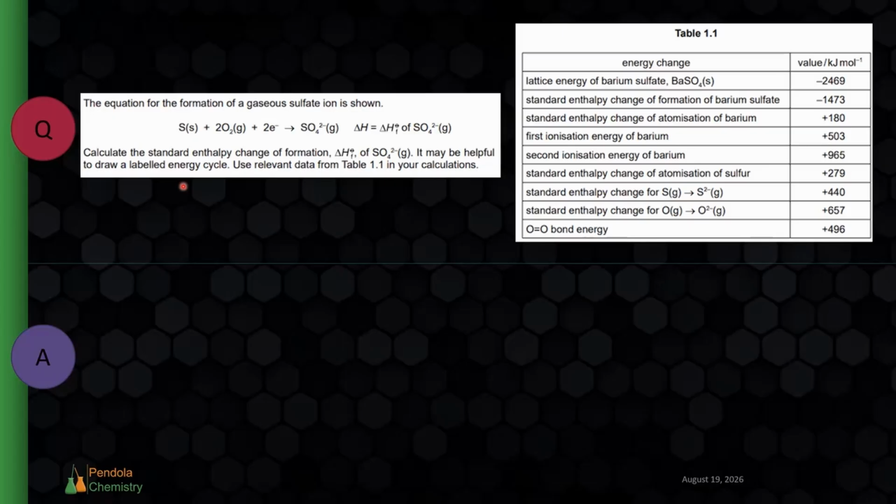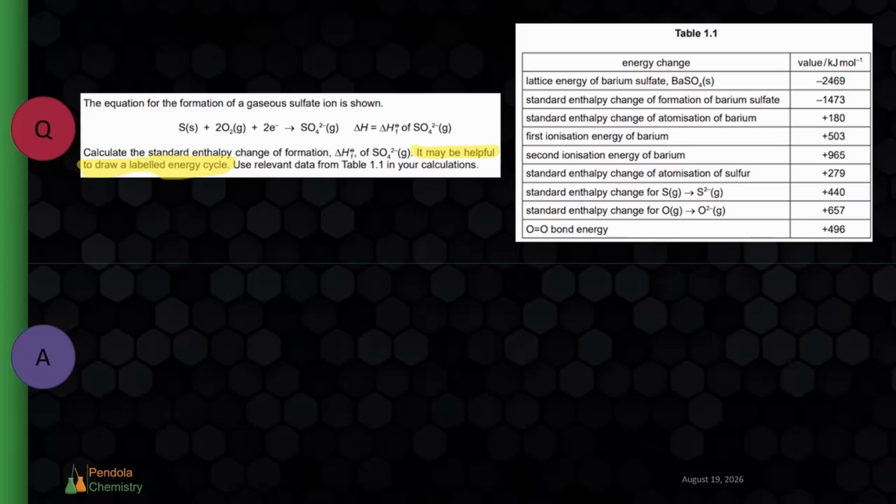So before we tackle this problem, because this problem can be extremely difficult if you don't know what you're doing, if you can't think critically, let's look at a few things. Number one, when we read the question, it says it may be helpful to draw a labeled energy cycle. Notice that they don't tell you you have to, right? It may be helpful means that it is not part of the actual mark scheme. It's not part of the actual marks or points they give you. But sincerely speaking, this is a really, really hard problem to do without actually drawing your energy level cycle or energy level diagram.